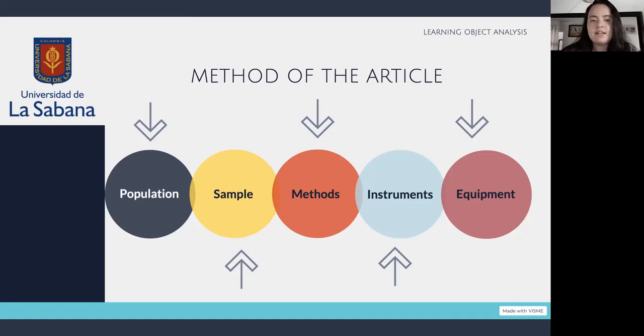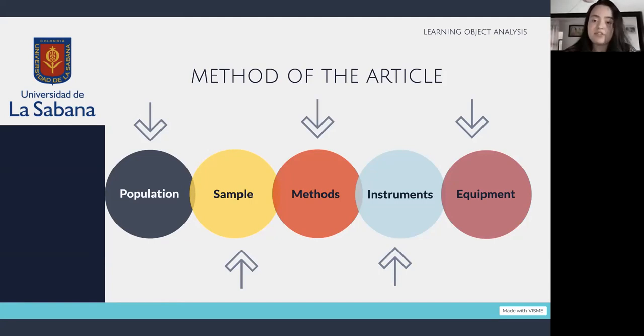So now let's focus on the method of the article. In this study, 48 intermediate level students at a private university in Turkey participated. These students were divided into 2 groups, the strategy training group and the non-strategy training group. The first one received a 5-week language learning strategy training through CALL, while the second group received regular classes.